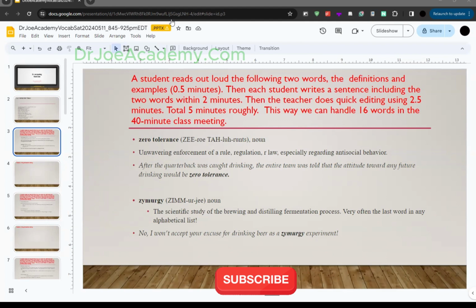So, Lay, correct me if I'm saying that wrong, but Lay, do you want to read the definition and example sentence for this word?